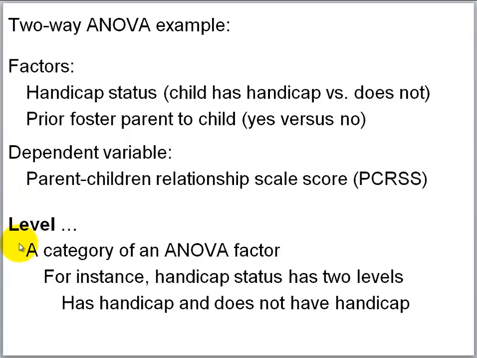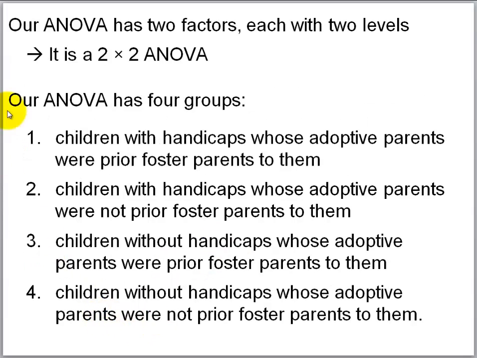In ANOVA, a level is a category, or we could say a value of an ANOVA factor. So for instance, the factor handicap status has two levels, and those would be child has the handicap or child does not have the handicap. Our ANOVA example has two factors, each with two levels.